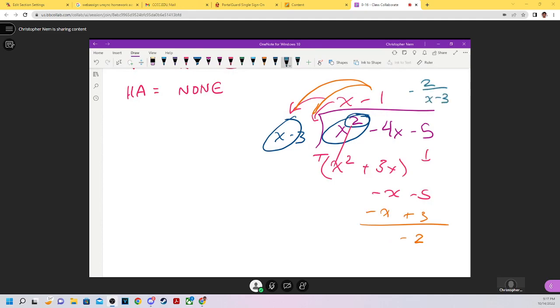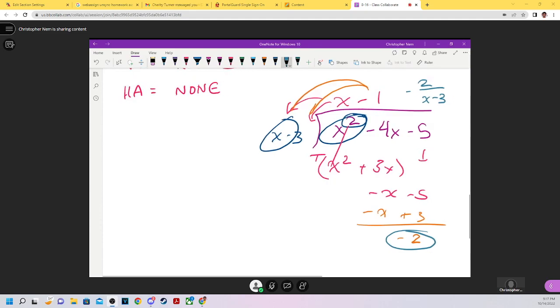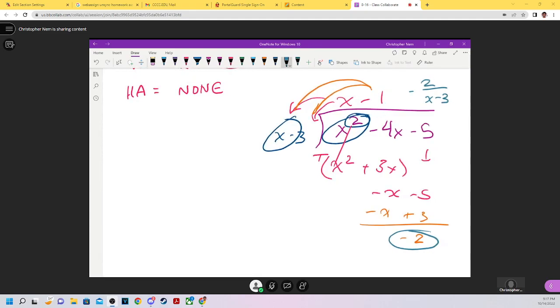Remember, we write our remainder as whatever our leftover is over our divisor. That's how we write it down. So you get this piece right here. This is our quotient. However, the important part of our quotient for graphing it is actually the non-remainder part. So we say our oblique asymptote or our slant asymptote. I'm going to call it slant because that's more intuitive.